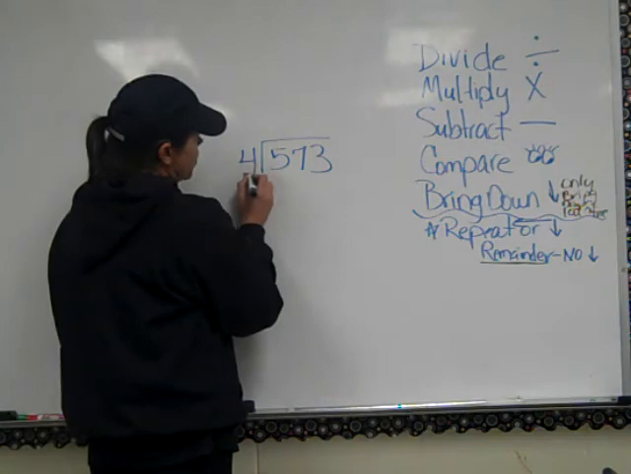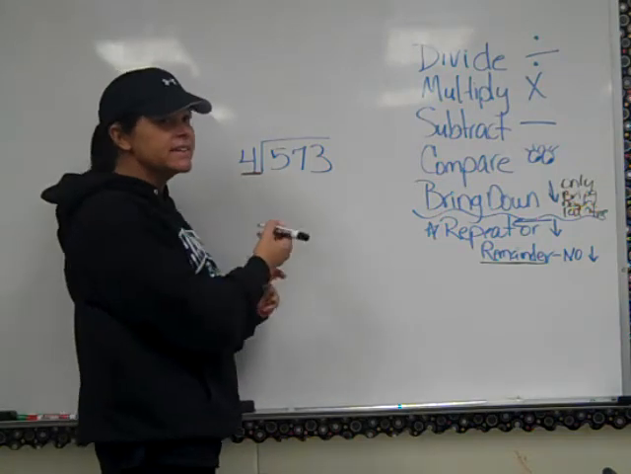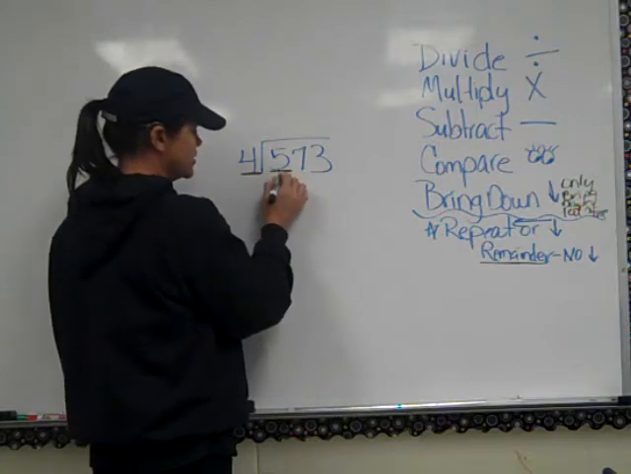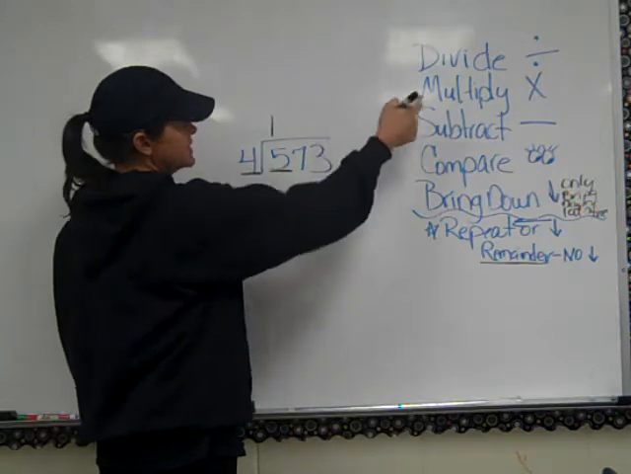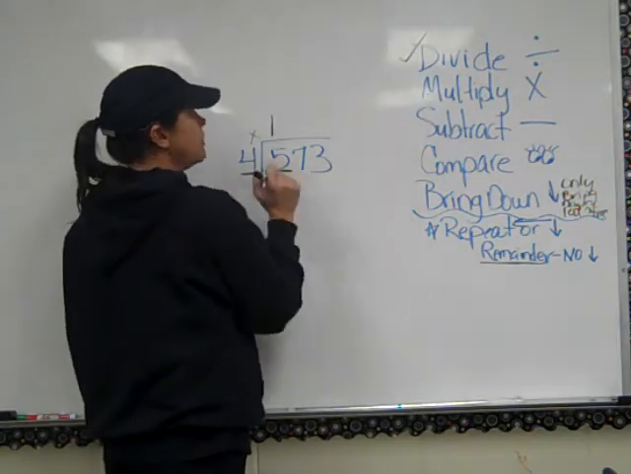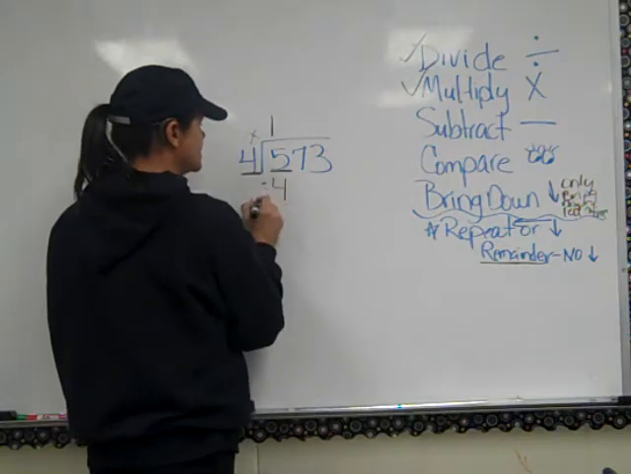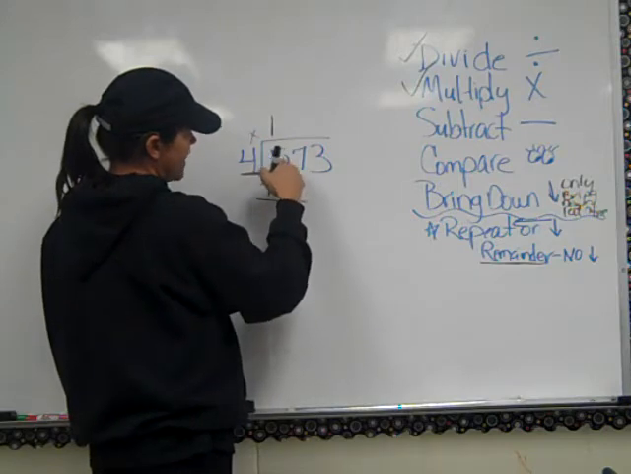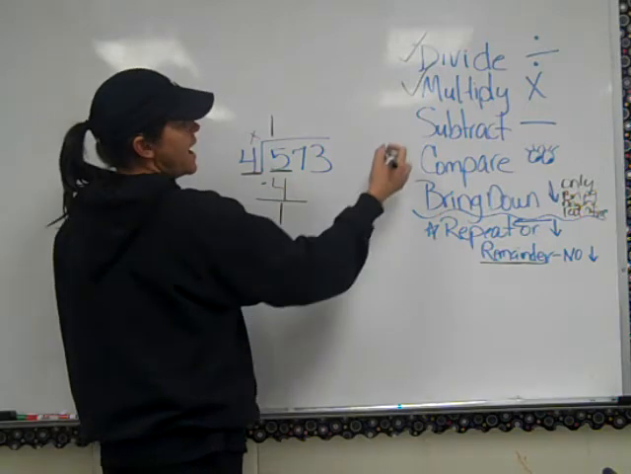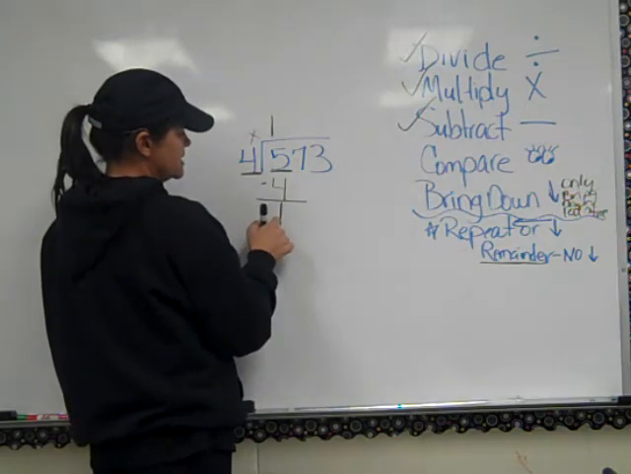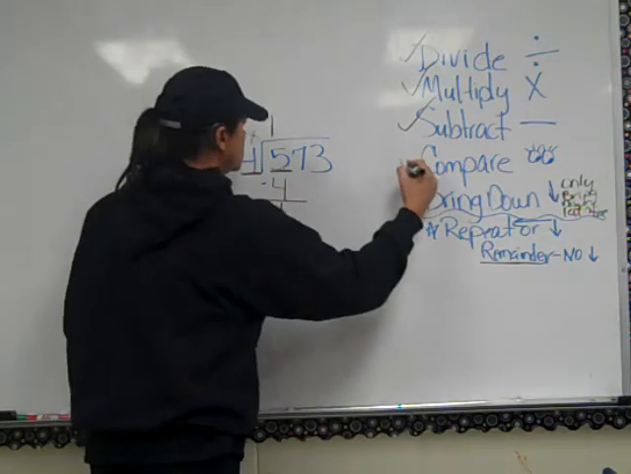All right, so I have a one-digit divisor into a three-digit dividend. So I'm going to go one digit at a time. 4 will go into this first digit in the hundreds place. 4 will go into 5 one time. Okay, that's my divide. Then multiply. 1 times 4 is 4. Now I subtract. Now you put that 4 right underneath the 5. And 5 minus 4 is 1. Now compare. You've got to make sure that this number, after we subtract, is less than your divisor. 1 is less than 4, so I'm good.